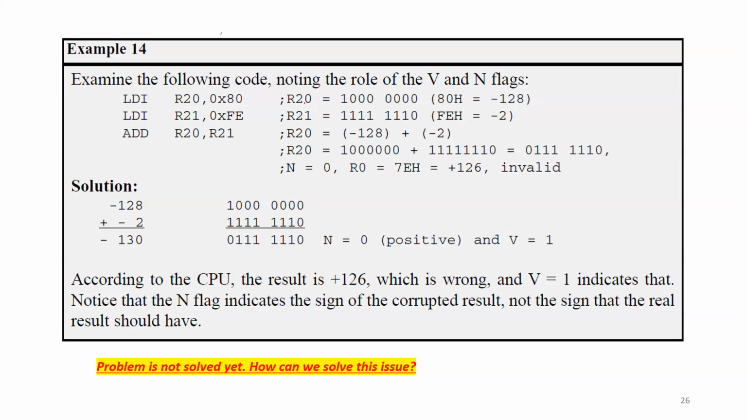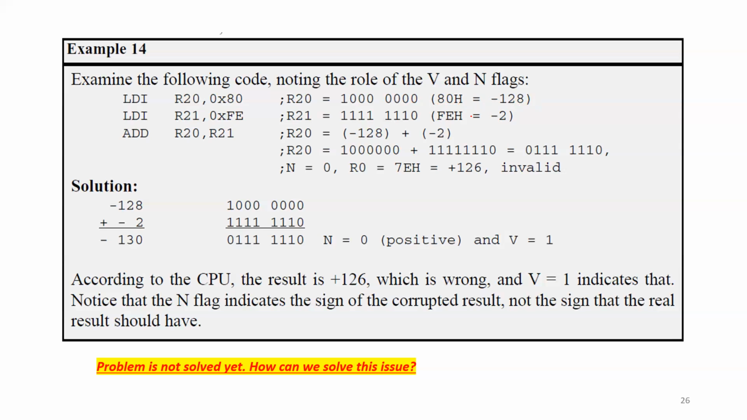This is R20, 80 hexadecimal, which is minus 128, and this is R21 with FE, so this is F, this is E, which is representing minus 2. How? You should get the 2's complement to figure out how it is minus 2. And we could figure out before that 80 hexadecimal is minus 128.